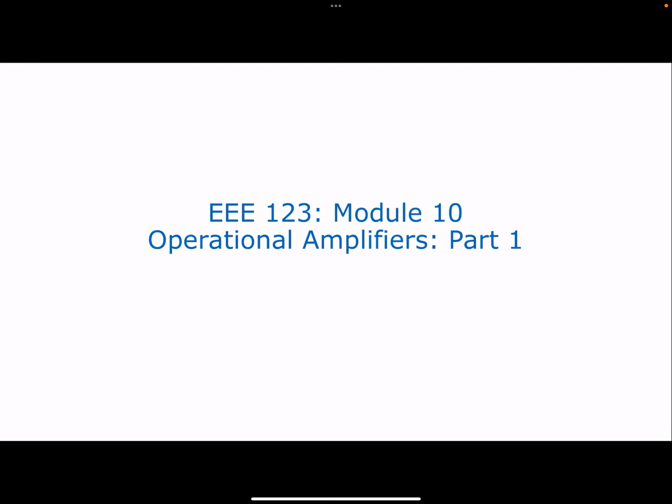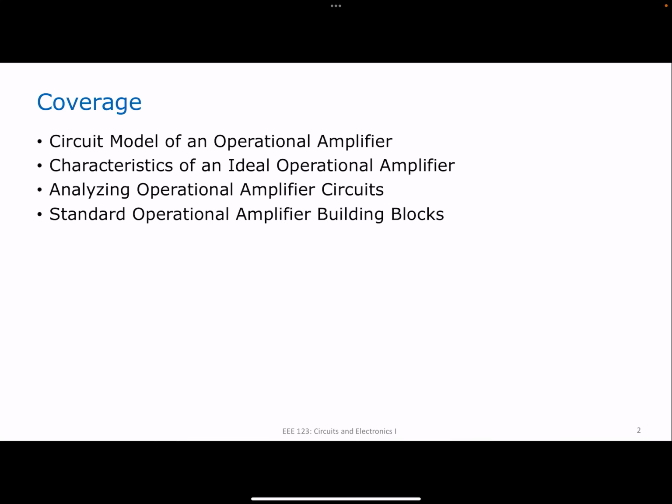This is part 1 of Module 10, which is an introduction to operational amplifiers. This is what I plan to cover in this particular lecture. First, we're going to discuss the circuit model of an operational amplifier, then the characteristics of an ideal operational amplifier. Then we'll go into the analysis of operational amplifier circuits and see how op-amps can be used to develop standard operational amplifier building blocks.